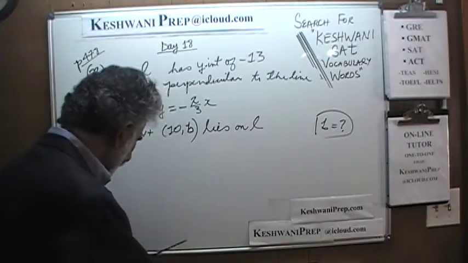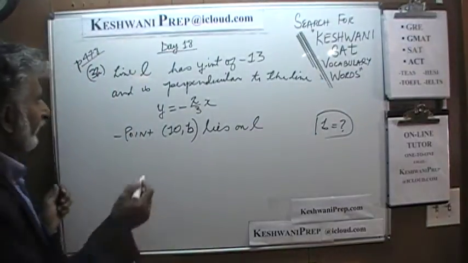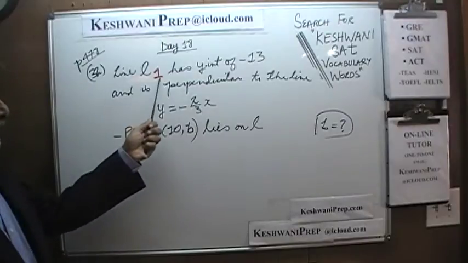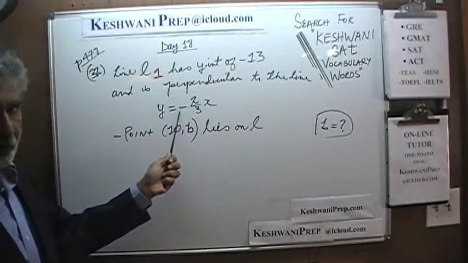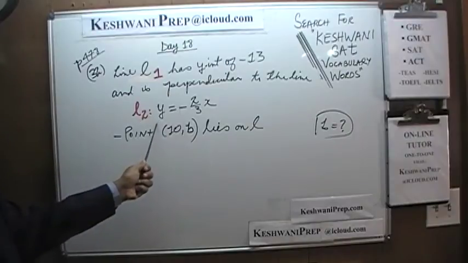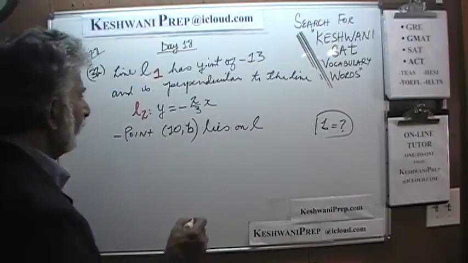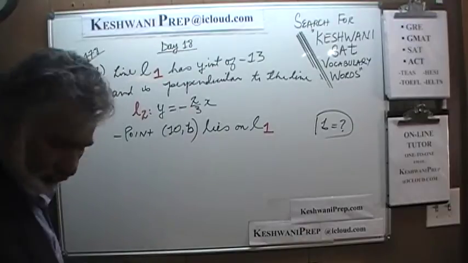So we are dealing with here two lines that are perpendicular to each other, and it will make our life easier if we give these two lines names so that we can keep them separate in our work. Which is why, as you notice, I left room here. Let's call this line L1. We are told that line L1 has y-intercept of negative 13, and it's perpendicular to this line. Let's call this L2, whose equation happens to be y is equal to negative 2/3 x. We are told that point 10, B lies on L1. Let's start the work then.